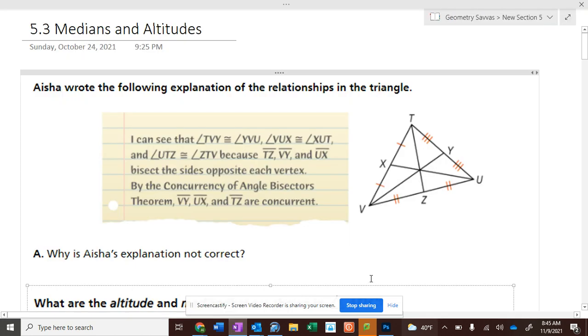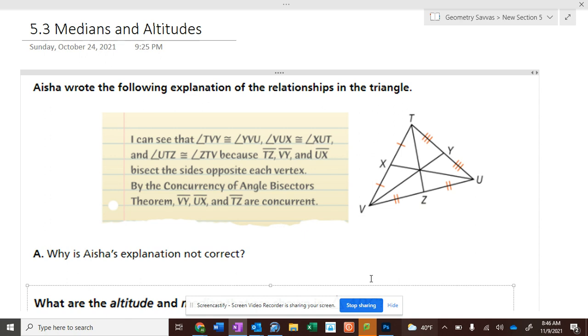All right. Aisha wrote the following explanation about this relationship in the triangle. Okay? She said, I can see that TVY is congruent to UV or YVU. I can see that VUX is congruent to XUT, and UZT is congruent to ZTV because TZ, UT, and UX bisect opposite sides of each vertex. So all those are concurrent because of that.